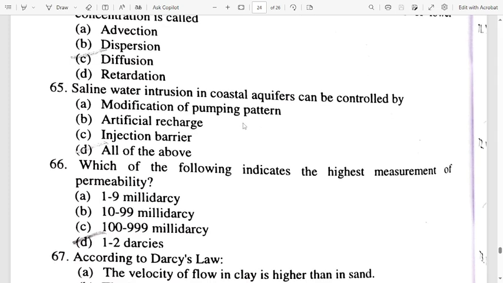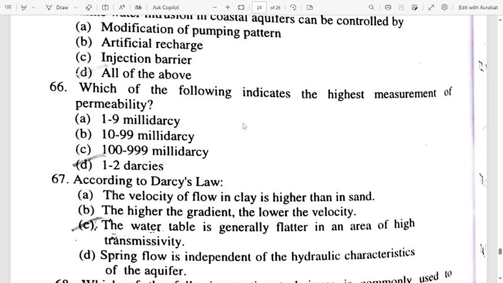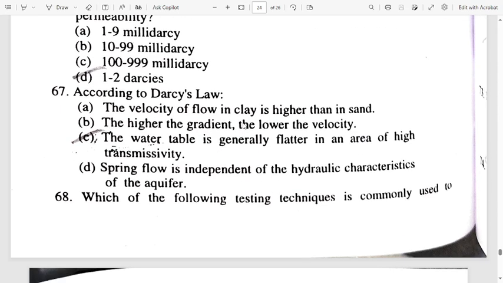Saline water intrusion in coastal aquifers can be controlled by all of the above: modification of pumping pattern, artificial recharge, injection wells. Which of the following indicates the highest measurement of permeability? That is 1 to 2 Darcys. According to Darcy's law, the water table is generally flatter in an area of high transmissivity.